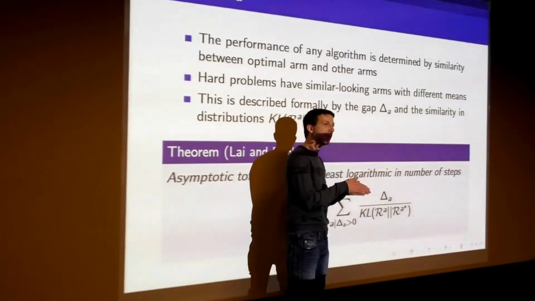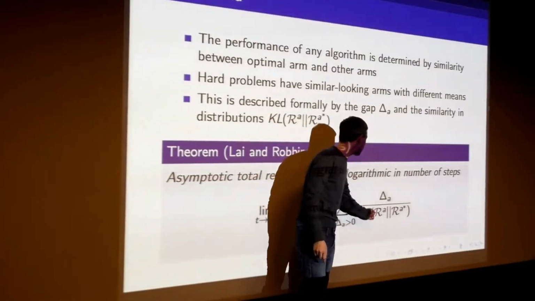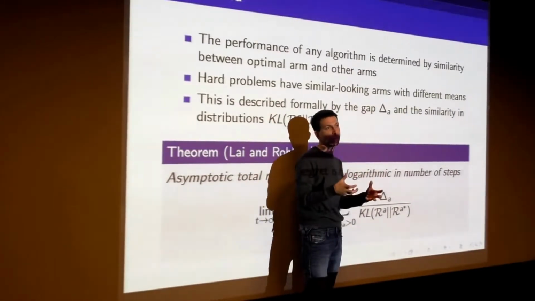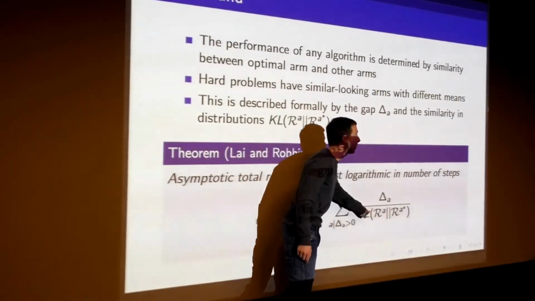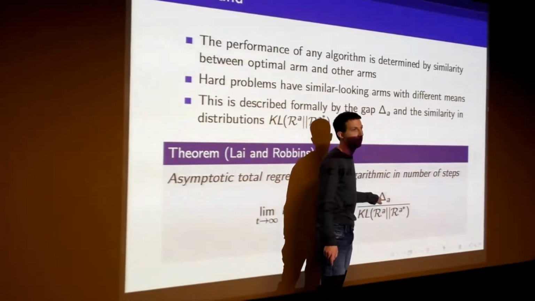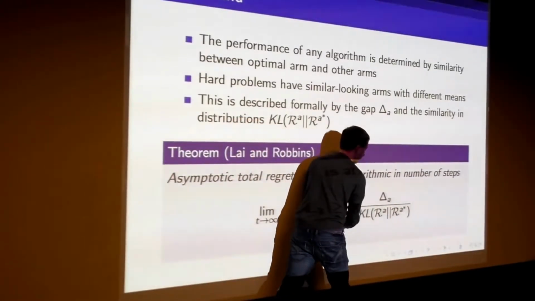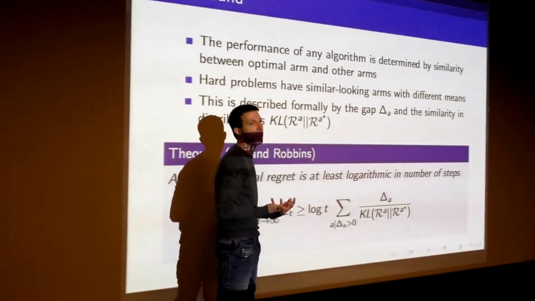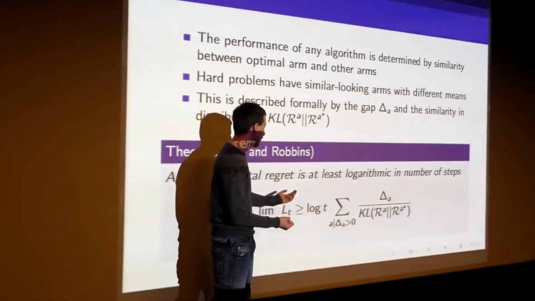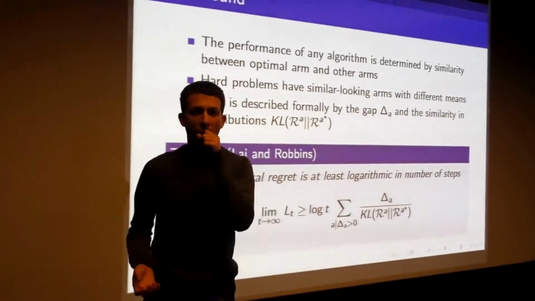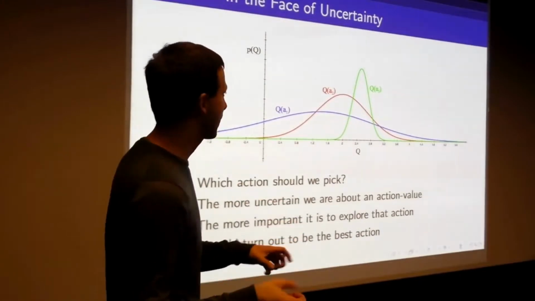So this basically tells us that the more different the arms are, the more regret will occur, and inversely proportional to the difference in the distributions. So this is the term that tells us how hard the problem is. Hard problems have similar looking arms. That's the KL divergence between them, with different means. That's the gap here. Okay? So this is the hardness of the problem. And this is something fundamental to bandits and to exploration. There's this thing which is logarithmic in the number of time steps. So we want to find algorithms which have a regret that's logarithmic rather than linear.